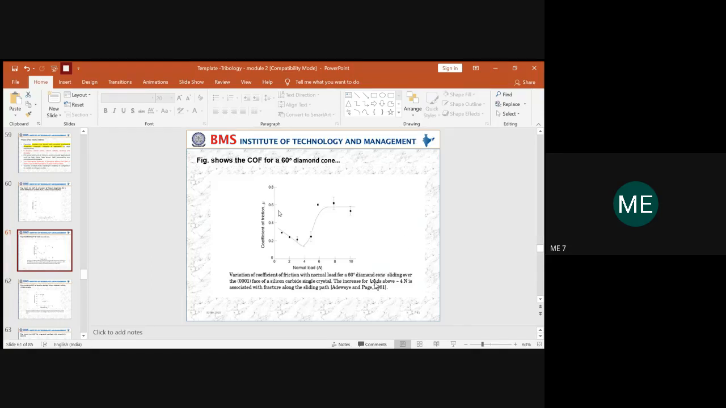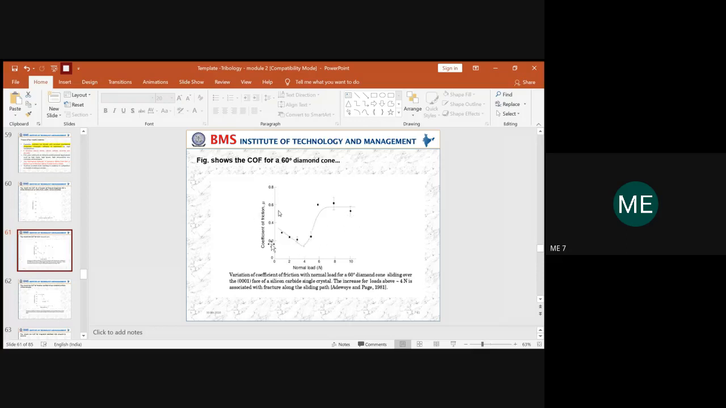If you have a diamond cone on one hand, the other material you're using is silicon carbide, which is made up of a single crystal. For a single crystal, this is the lattice structure you have, the 0001 plane. For a single crystal it always comes with the Miller indices of 0001. So this is the single crystal face. When the two slide against each other, you can see the amount of variation in the coefficient of friction.